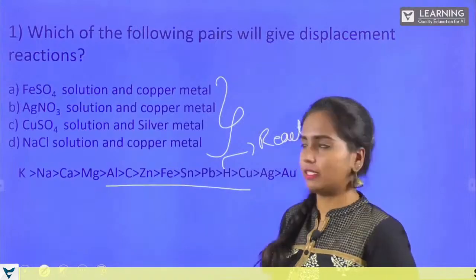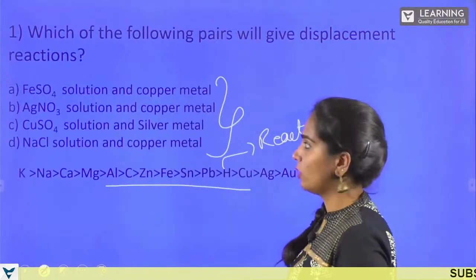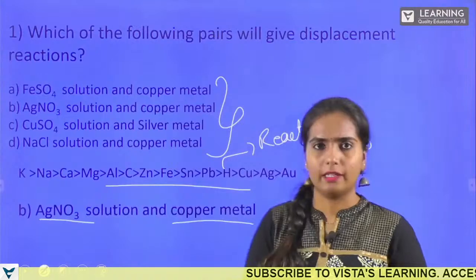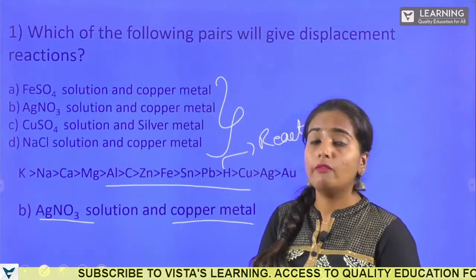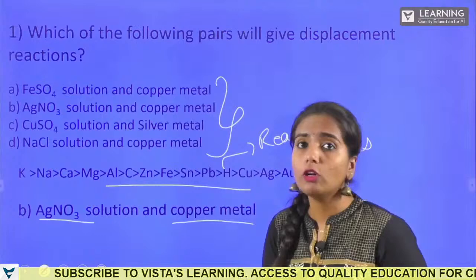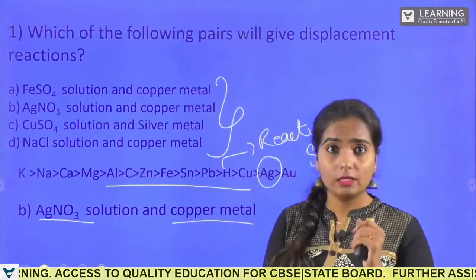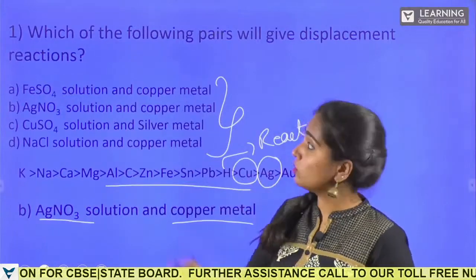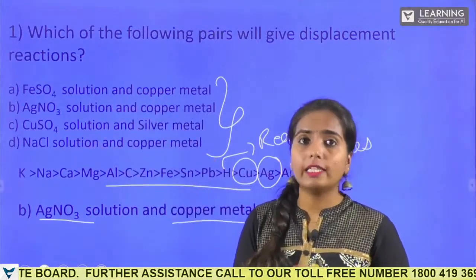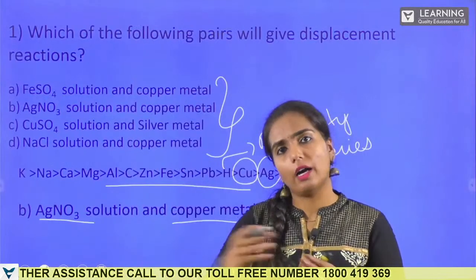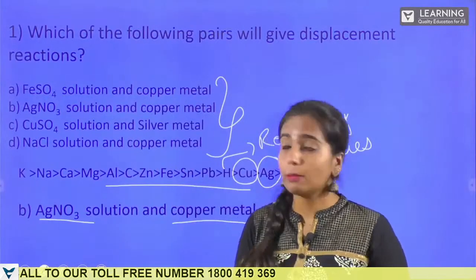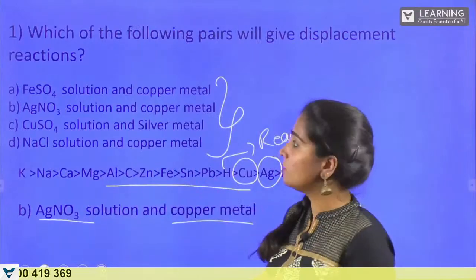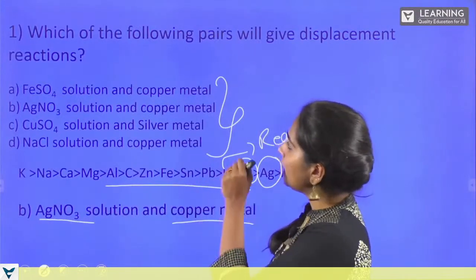Yes, let's look into the answer. It is AgNO3 solution in copper metal. Why do you think AgNO3 and copper metal? When you look into the series, you can see our Ag is less reactive when compared to copper. So when you see all other things, it doesn't go ahead in our reactivity series except for our silver and copper. So your option will be option B, AgNO3 solution in copper metal.